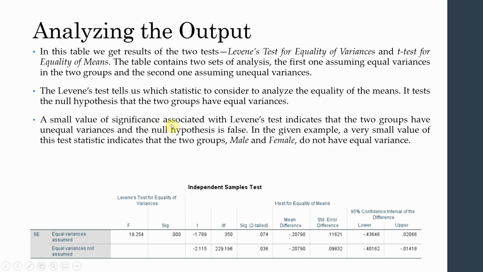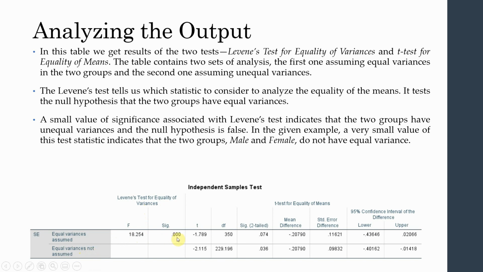A small value of significance associated with Levene's test indicates that the two groups have unequal variance. How small? In this case, this is 0.000. This is less than 0.05. If it's less than 0.05, this means Levene's test for equality of variance is significant. Anything less than 0.05 means that it is significant. Now in this case, we would say it is significant. This means that there are differences in variance between the two groups.